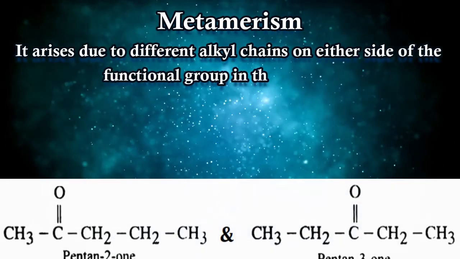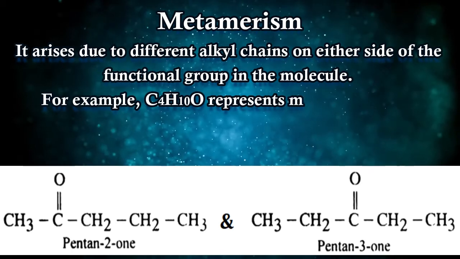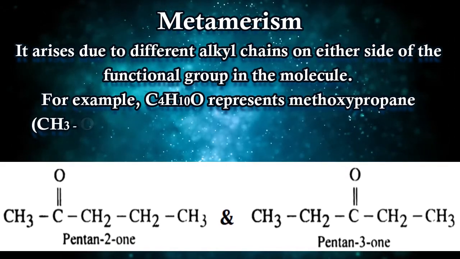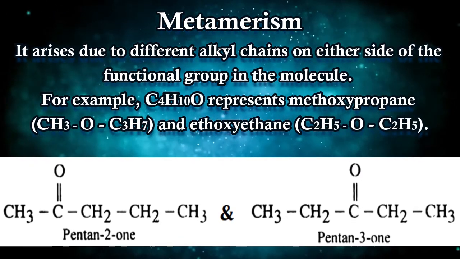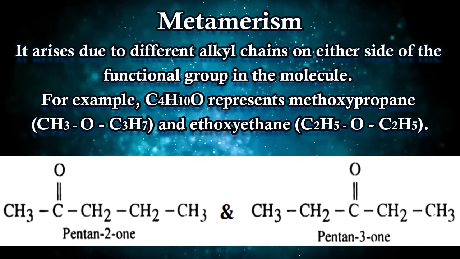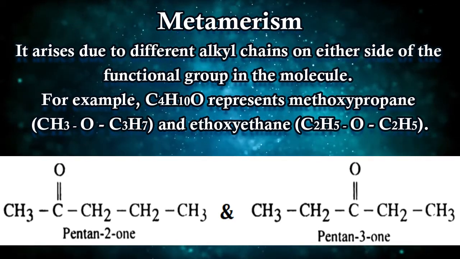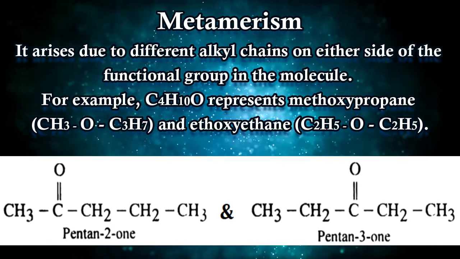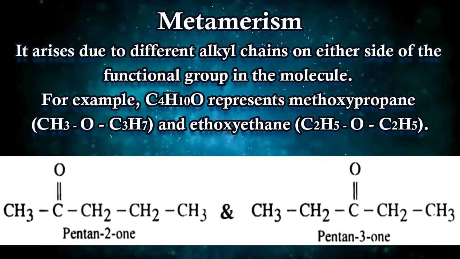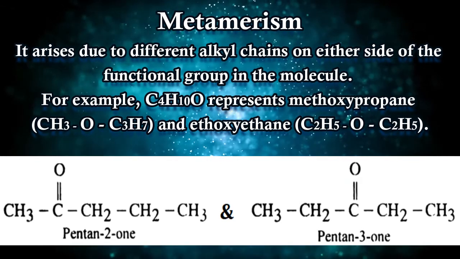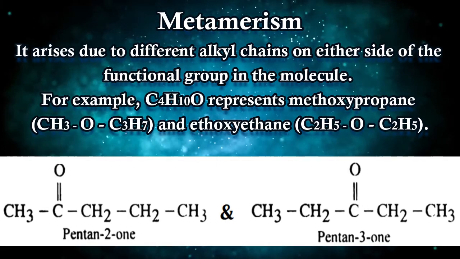Methoxypropane is the first one, where we have CH3, that is a methoxy group. Basically these molecules are not methoxypropane and ethoxyethane, these are pentan-2-one and pentan-3-one, so we will discuss about it later on. First of all, let us go for methoxypropane and ethoxyethane. As we can see, the oxy group, that is the oxygen, is present in the middle, and on the left side we have CH3, that is the methyl group, and on the right side we have C3H7, that is the propyl group. Okay, and in ethoxyethane we have 2 ethyl groups on either side of the oxy group, that is the ether group.